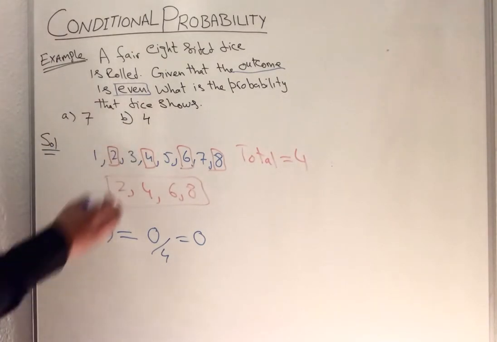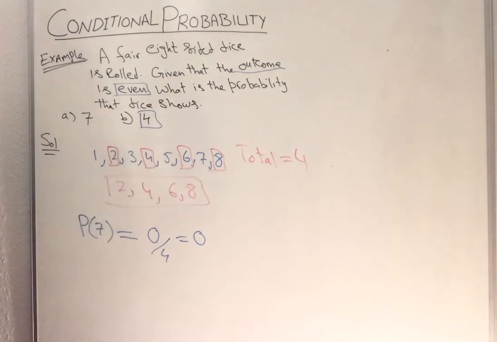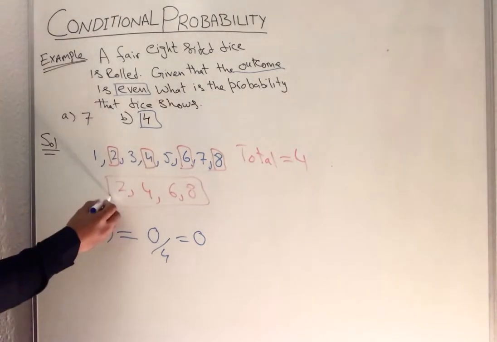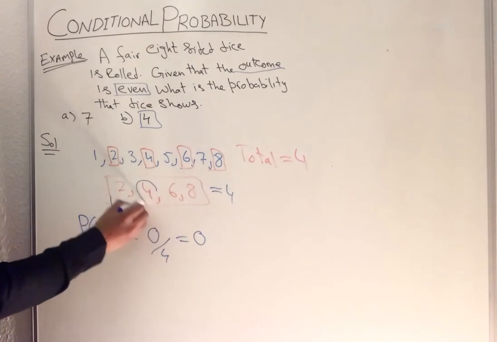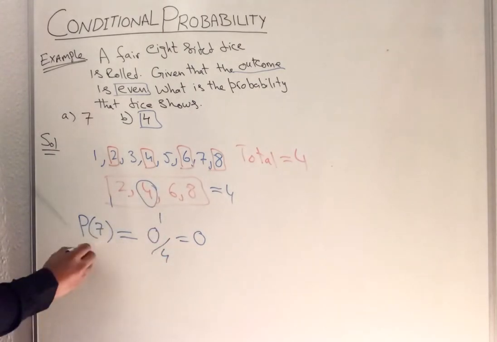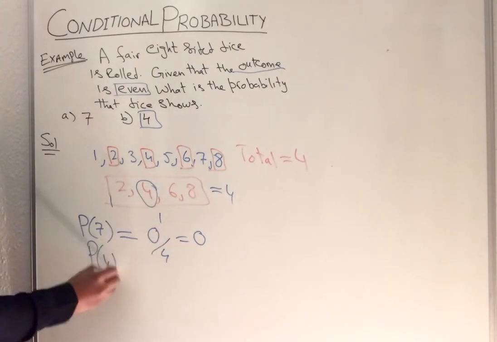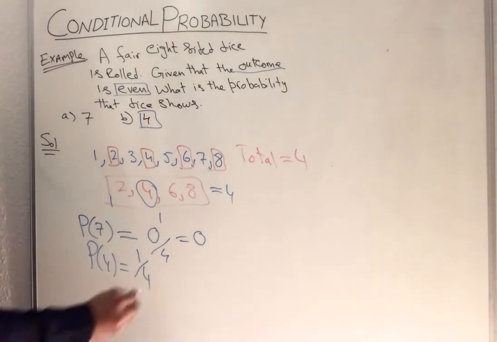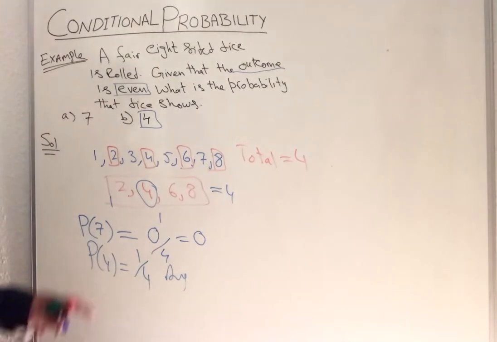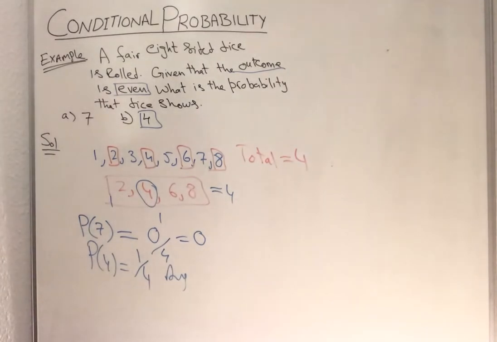Second, what is the probability of a 4 in this? How many totals? 4. How many 4s come? 1. So the probability of 4 is 1 chance out of 4 chances. So this is our answer. They gave us a condition in that one. So now we are moving to our next one.